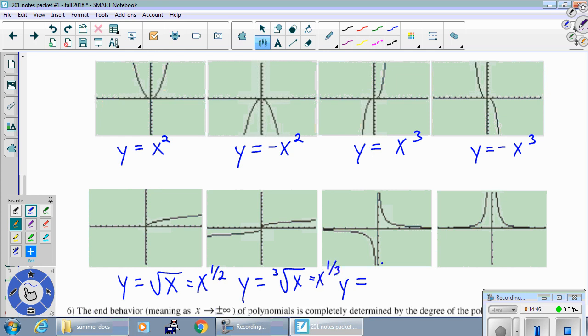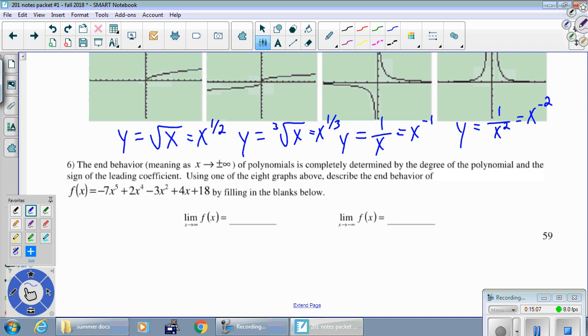Okay, this one here is a hyperbola. It looks like 1 over x to me, which I should write as x to the -1. And then this one, because both sides are positive, all the time is positive, maybe something like 1 over x squared, or equivalently x to the -2.